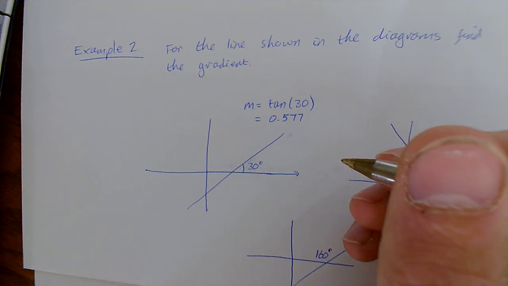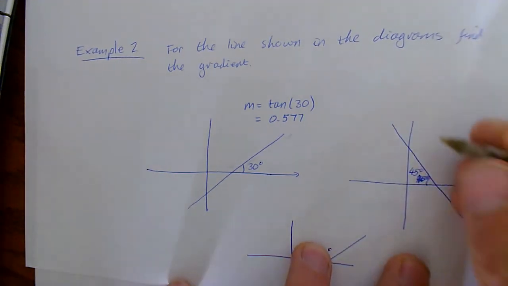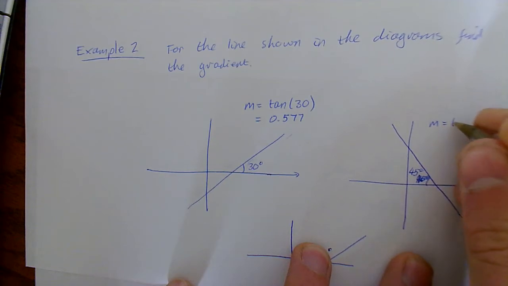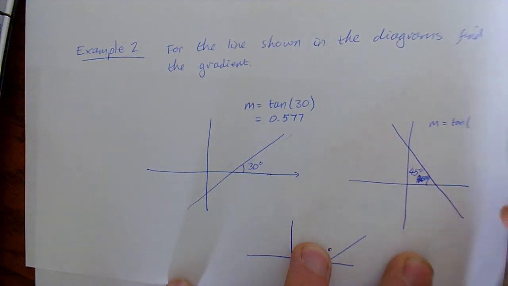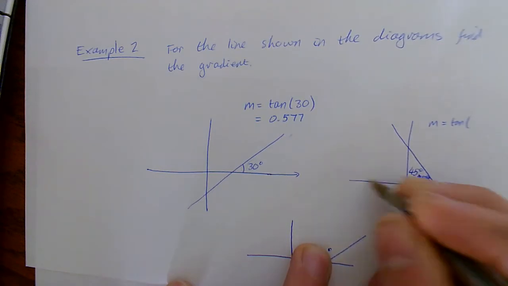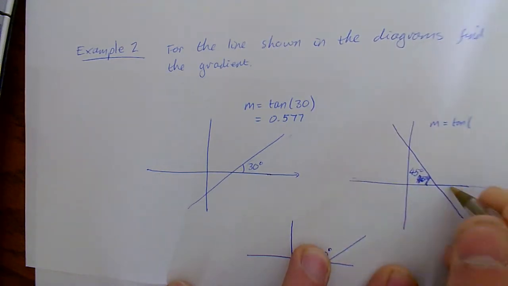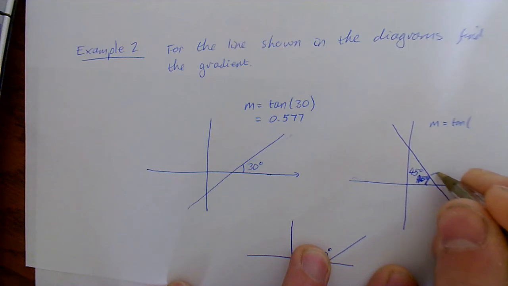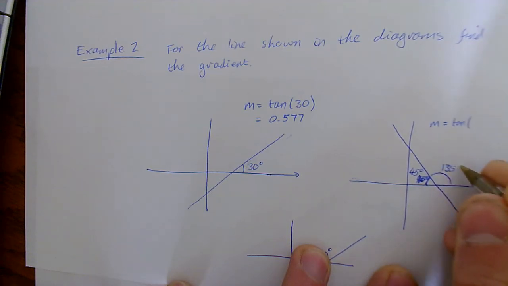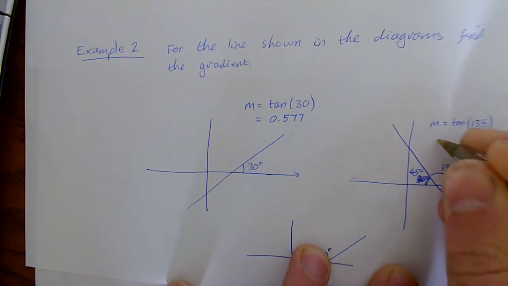Now, next one that we're going to do is we're going to move across to this diagram. Our gradient is tan of the angle, but we need to be careful here. Our angle is between a line to the left and our line. We want it between that and the line to the right. So the first thing we need to do is use angles on a line. That's 135 degrees. So it's tan of 135.